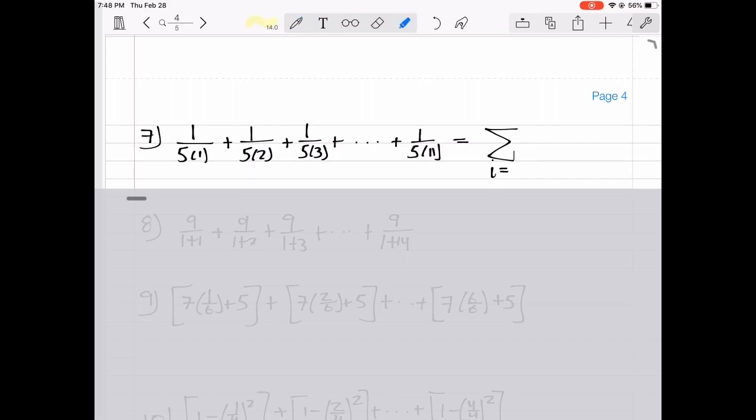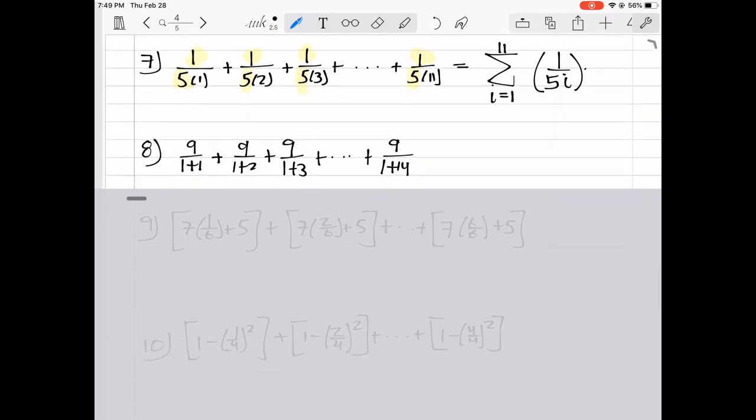Alright, so what we want to do on this one is to be able to write it as a sum, and we want to see what is staying constant. We see that the ones are actually appearing in every single term of the sum, and we also see that the fives are happening in every term of the sum. So we can write this sum as 1 over 5, and then the number in the parentheses is the one that is changing, so we can say that this is I, the index I, and we have to see where we're going from and to. Well, we are going from I equals 1 all the way to I equals 11.